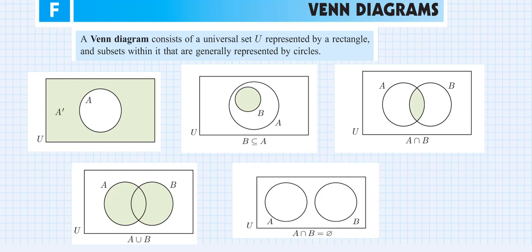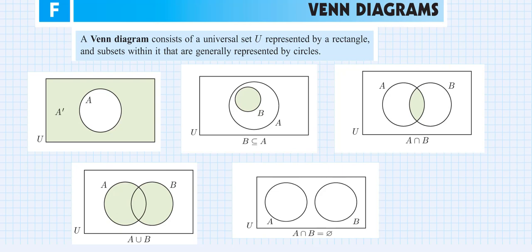Part F from chapter number 2 is about the Venn diagrams. So what's a Venn diagram? It is a representation of the sets. Why do we need Venn diagrams? To easily see the situation and efficiently solve problems.